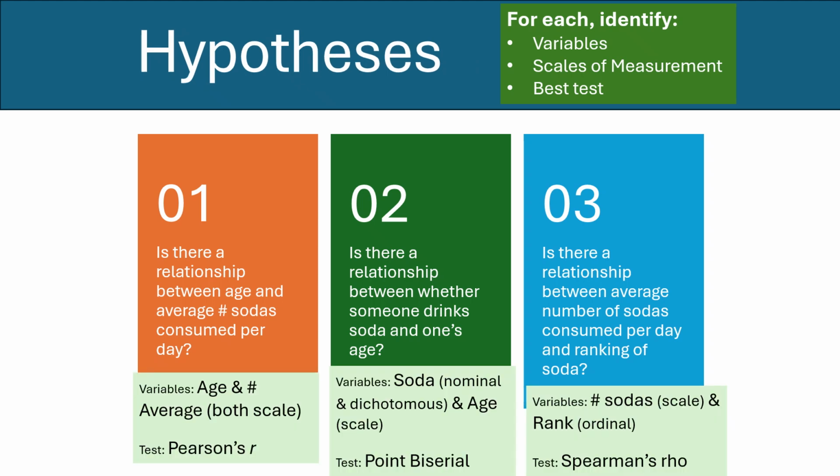Okay, for the first hypothesis, is there a relationship between age and average number of sodas consumed per day? The variables are age and average number of sodas. Both are scale, so we would be using a Pearson's R correlation.